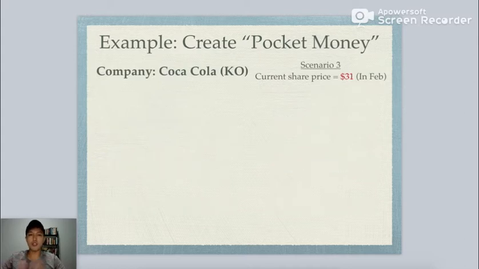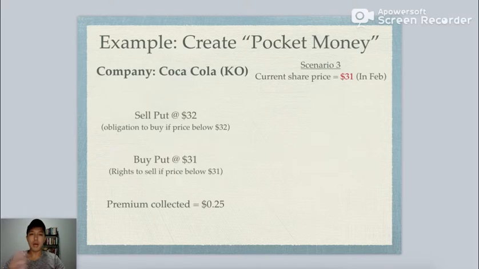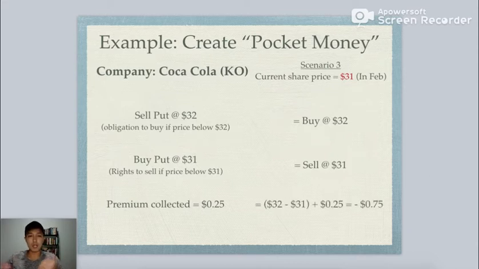The next scenario: what if the share price dropped to 31? What happened to your sell put? Your sell put will be exercised because you have the obligation to buy if the price is below 32. The buyer will exercise it, and you have the obligation to fulfill the contract, so you will have to buy the shares at $32. Now the price has dropped to 31, and you have the right to sell if the price is below 31, so you can exercise your put option to sell off your shares at 31. You bought at 32 and sold at 31, so you lost $1. But earlier you collected a premium of 25 cents, so net you lost 75 cents in total.